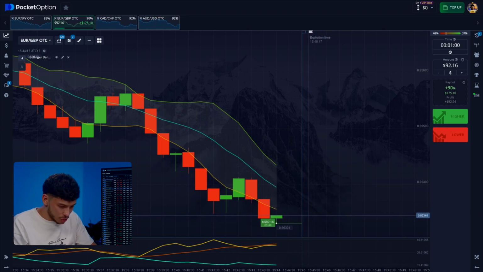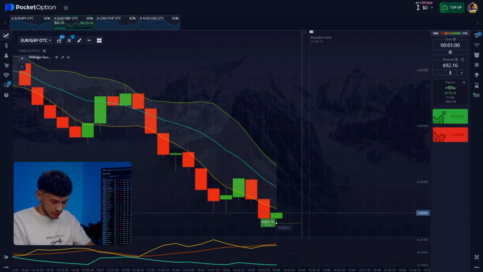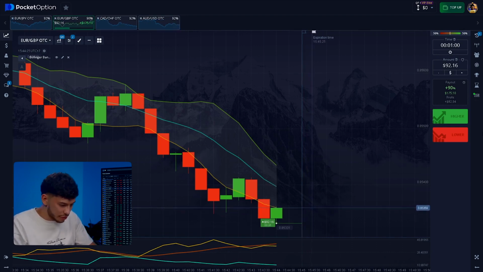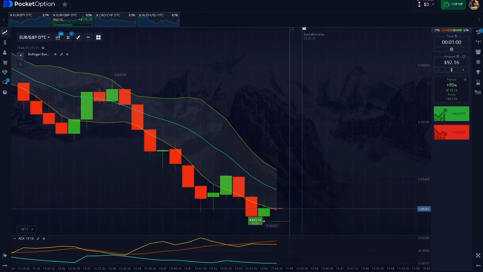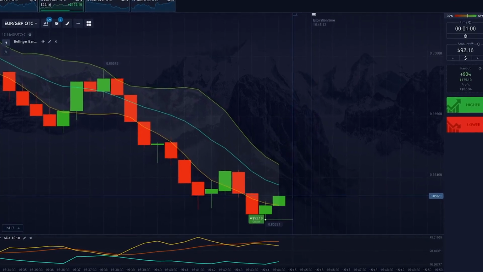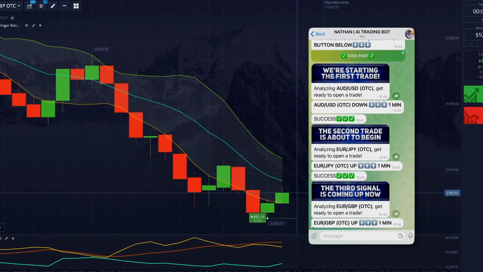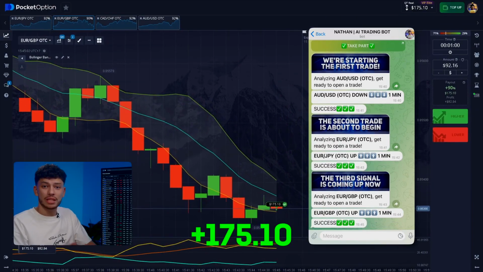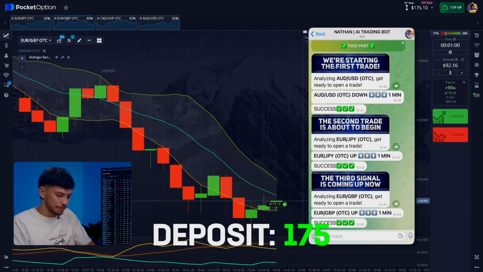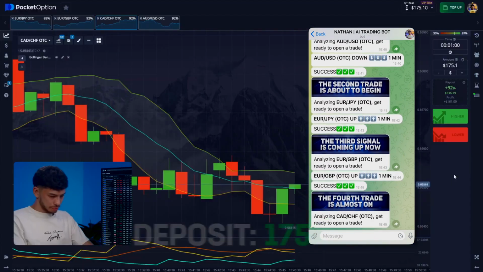Looking at the chart now, interesting. The downward trend is weakening, and there are fewer red candles. The bot is anticipating a reversal and growth. As expected, everything's going exactly as it should. Let's see what's up next.